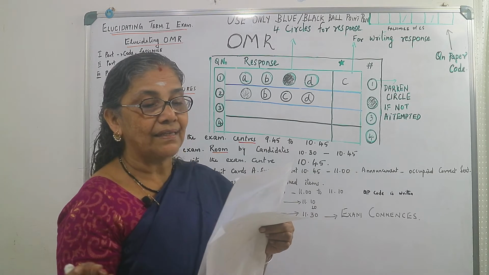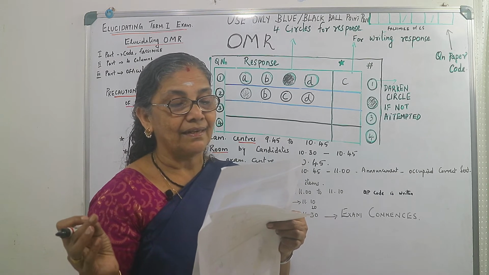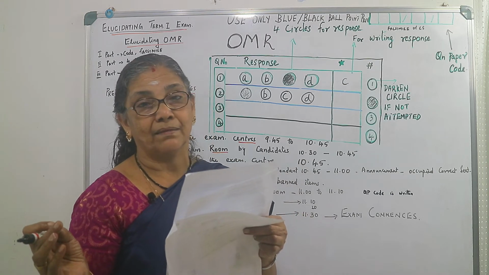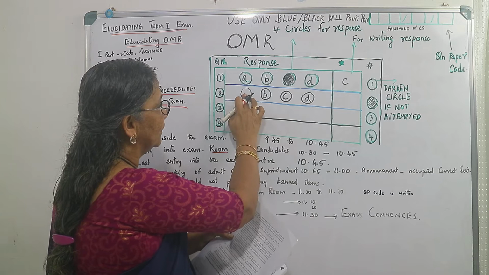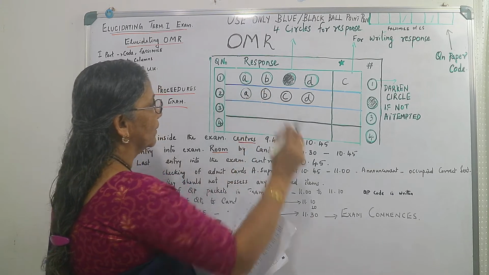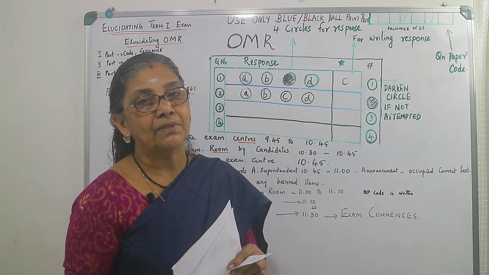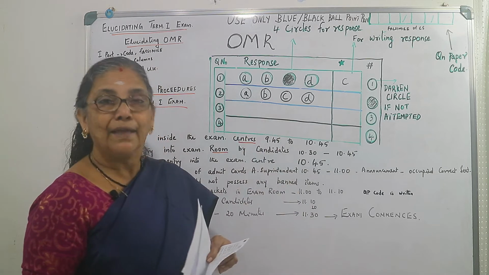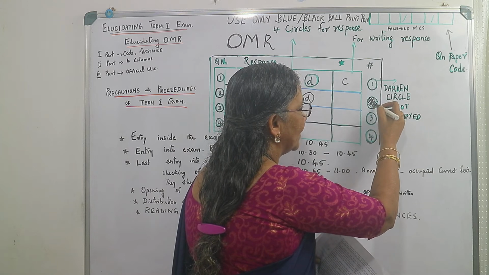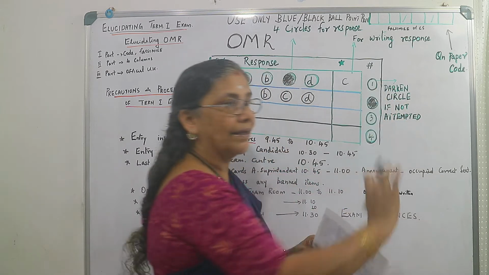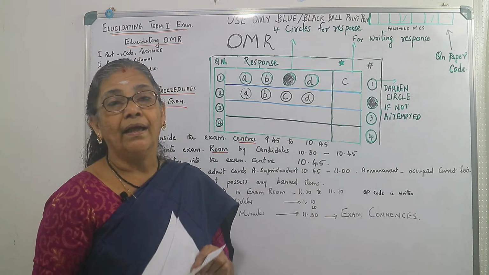Then after the box, again a circle is given, wherein the question number is also written inside the circle. This circle is to be darkened by the candidates if they have not attempted the question. Suppose in this example the candidate has not attempted it, then it is an unattempted question, so they can darken that particular circle. Yes, because it has not been attempted. That way they can easily identify which questions have not been attempted.